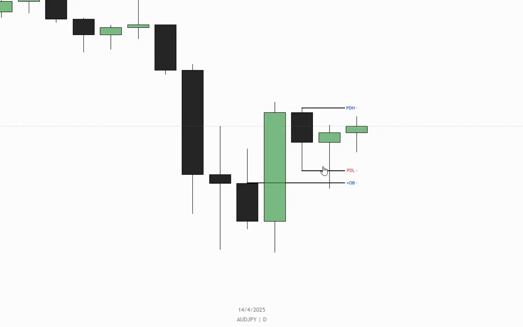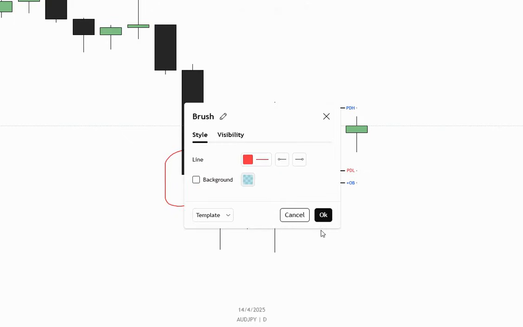Now when are you supposed to choose a correct manipulation? Look at the open of this candle, the close of this candle, and the open of this candle. Once it manipulates, it should close above the close of this candle. For example, this was the close of this candle, but you see it opened and it closed below it. So in this scenario, this cannot be effective. You get that? Yeah, hopefully you got that right.